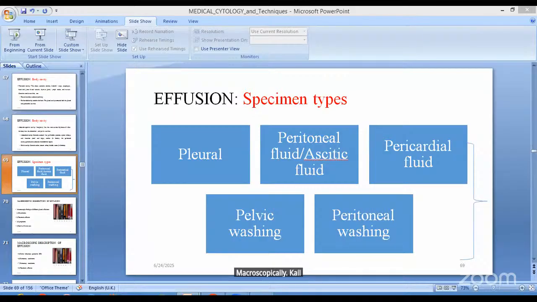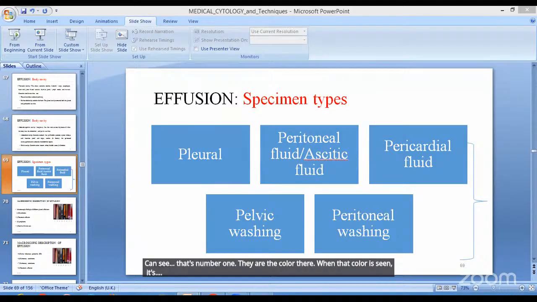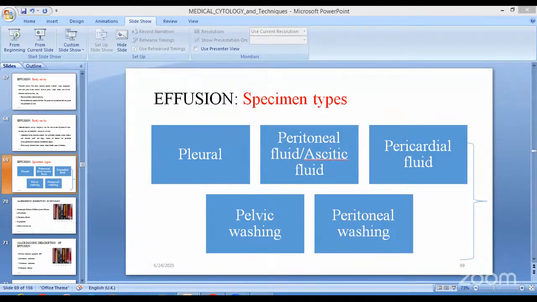Chylothorax, you can see that's number one there, the color there. When that color is seen, it indicates chylothorax, something like an oily sample. Number two, traumatic effusion. See, it is cloudy. Lymph, number three. See how it looks. The Rivalta test, number four, with black coloration.